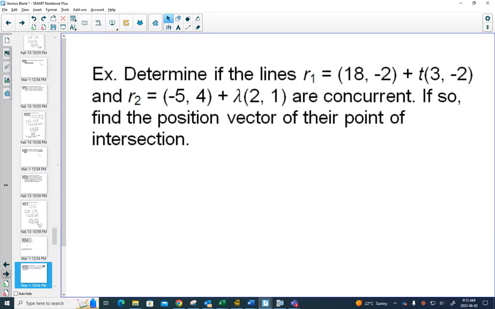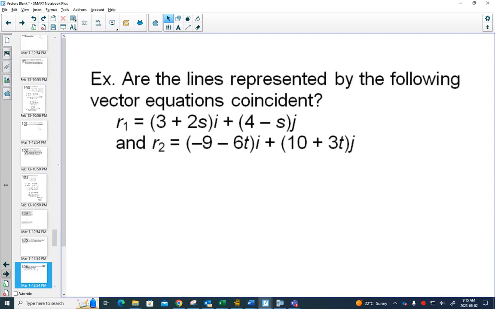Ooh. Anybody know what Greek letter this is? Yes? No? What is it? It is lambda. Yes. Okay. This one's boring. That one's kind of boring too.